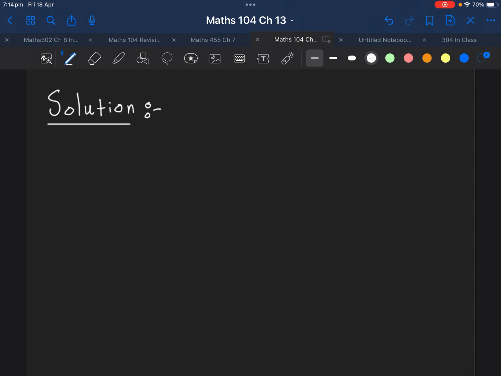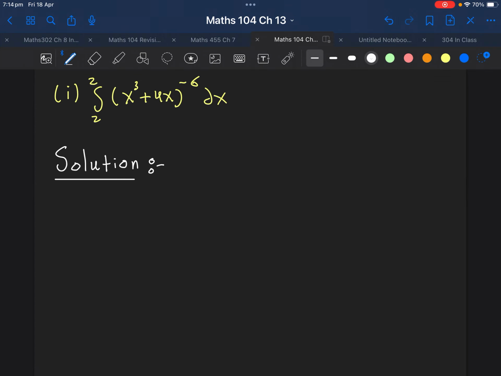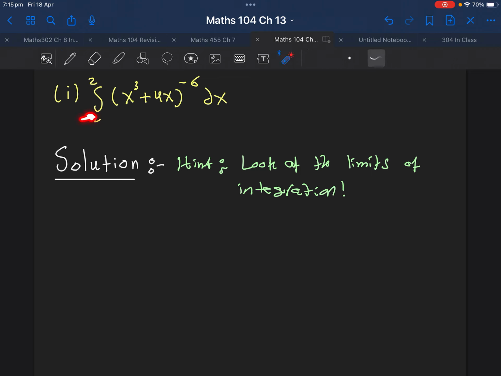We can continue with the same principle up here in that question. But that question looks very suspicious and very hard to do. But here, as a hint for you, look at the limits of integration. Can you see what is going on with the limits of integration? They are the same.